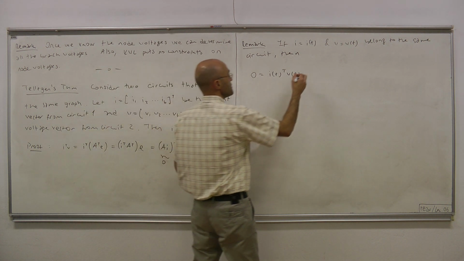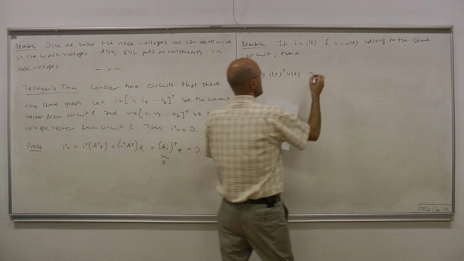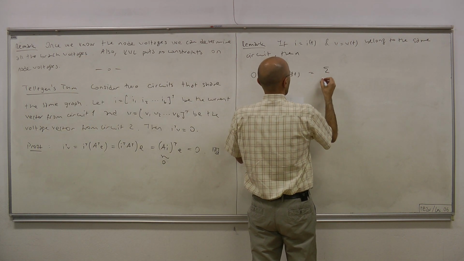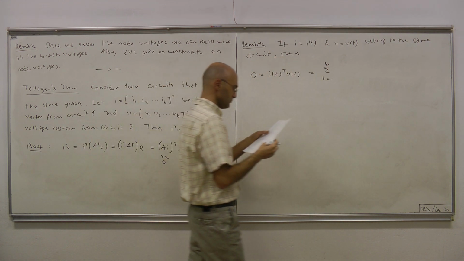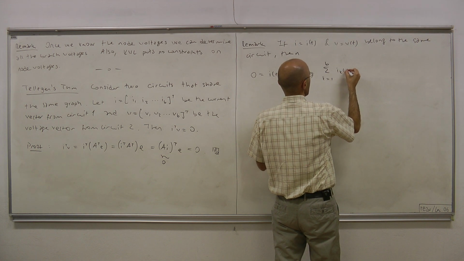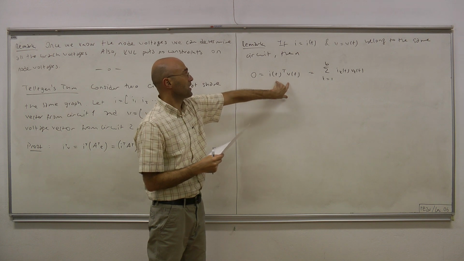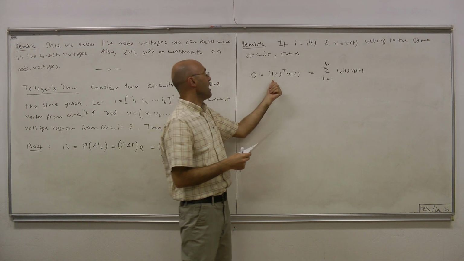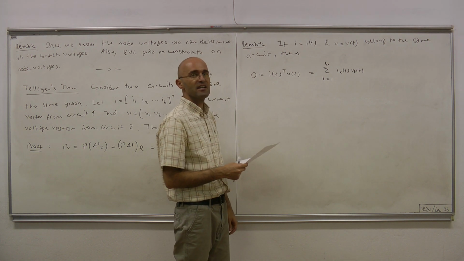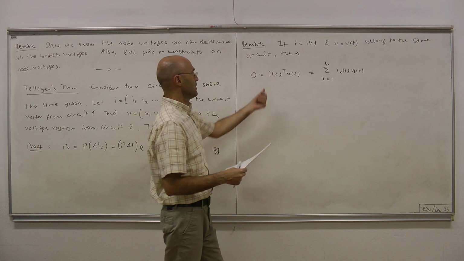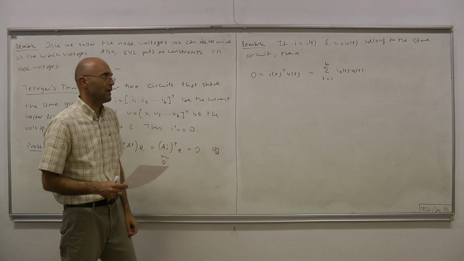Now let's write this inner product as a sum of scalars as follows. The sum from k equals 1 to B, where B is the number of branches, of I_k(t) V_k(t). This product clearly equals I1 V1 plus I2 V2 plus I3 V3 up to IB VB. That is the sum of powers of the individual branches.